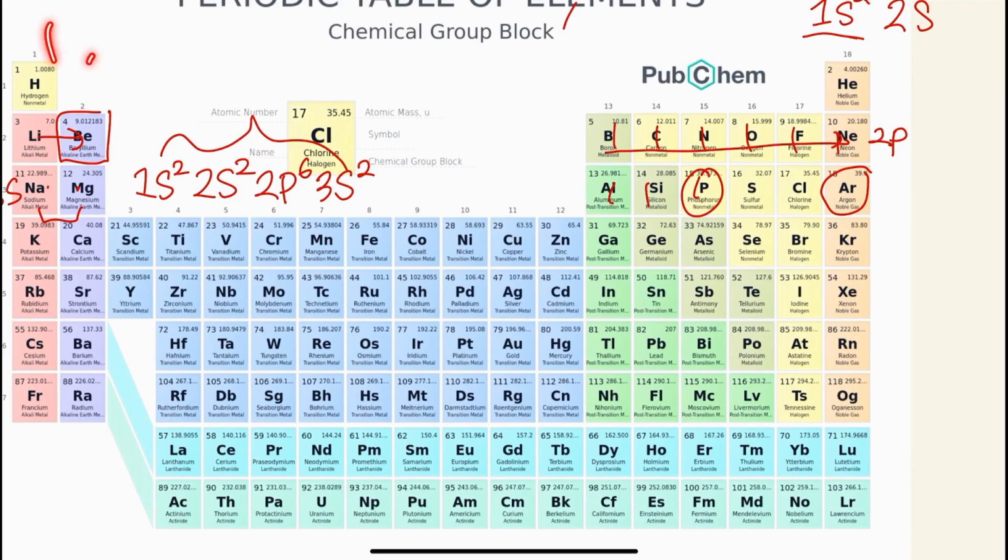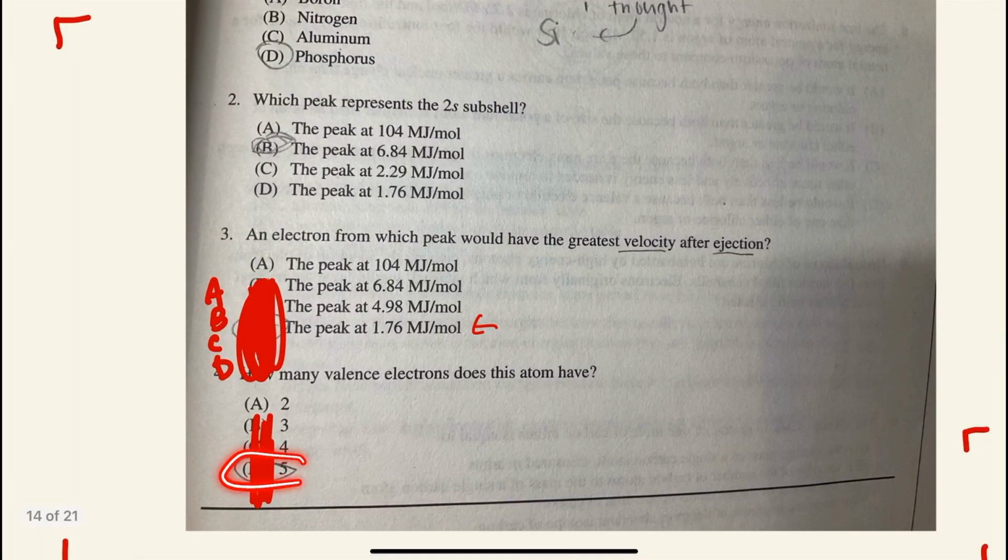Phosphorus is in group 1, 2, 3, 4, 5, and if you recall correctly, this also means it has 5 valence electrons. So again, D is the correct answer.